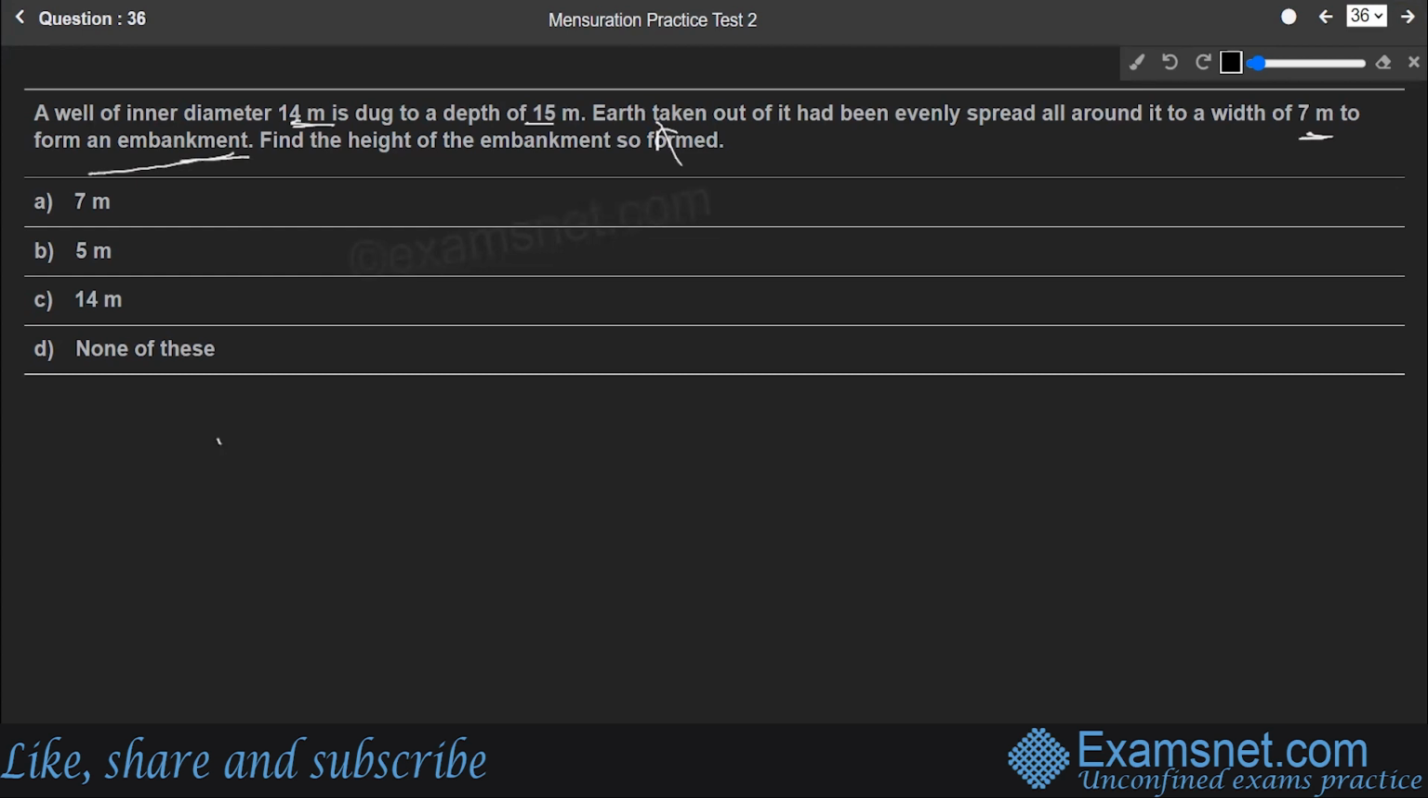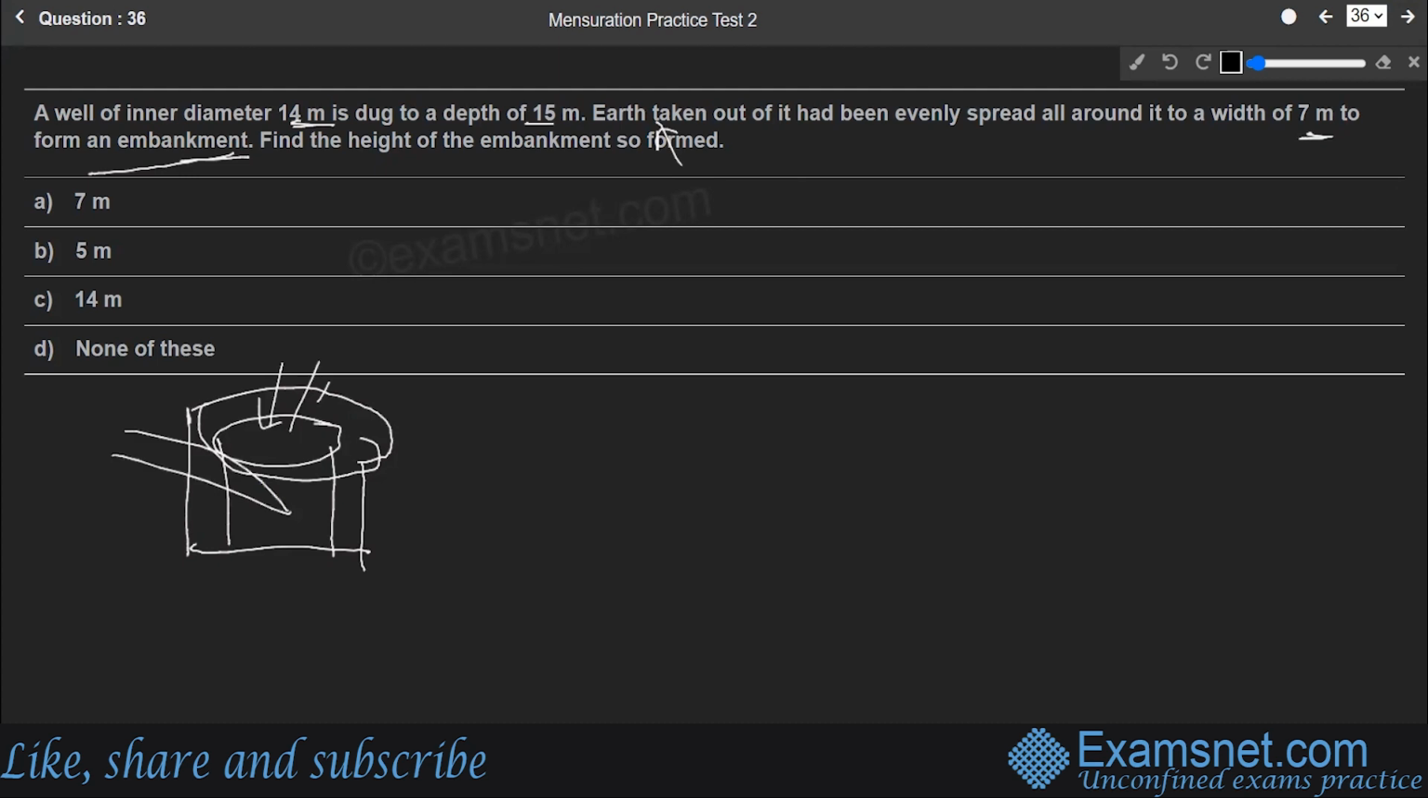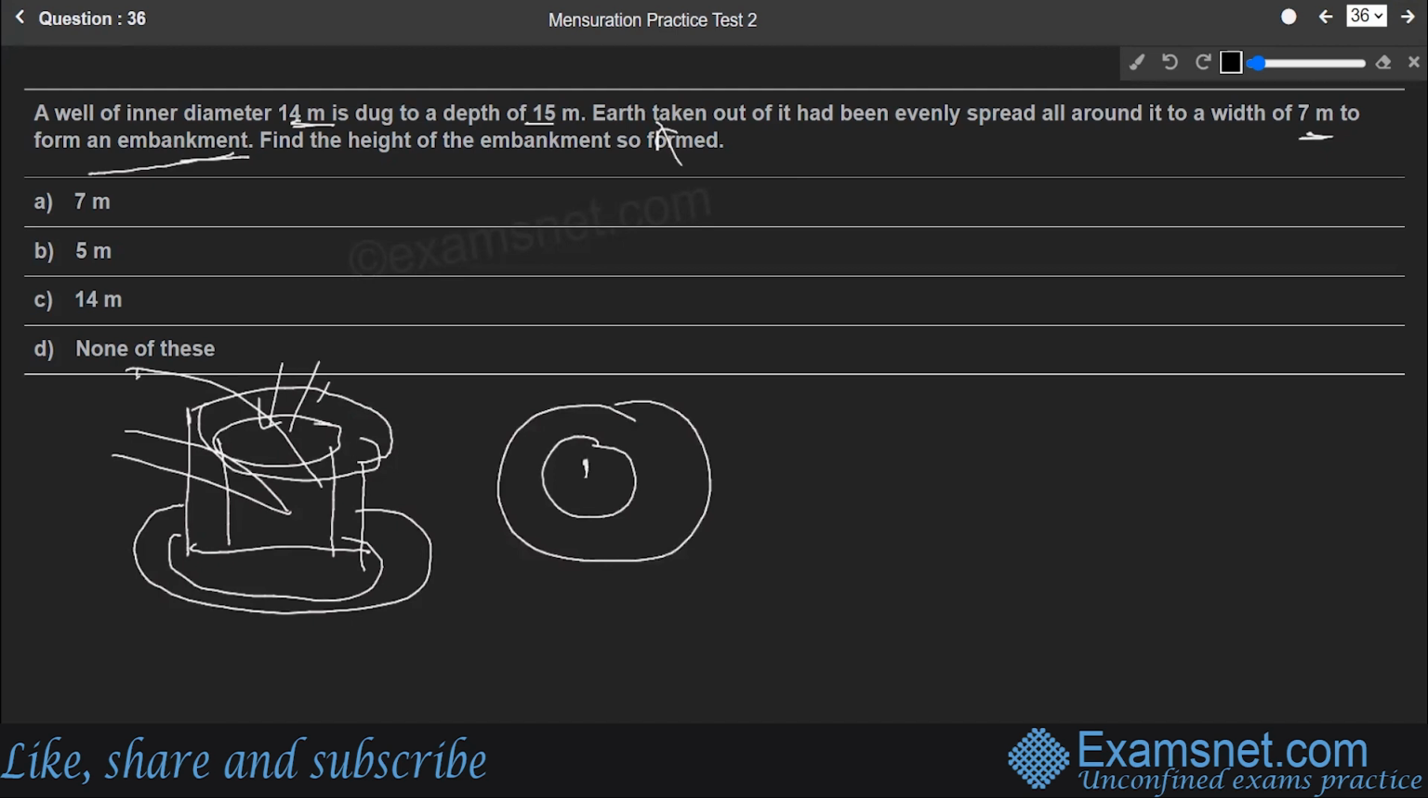So what has happened is, see, there's a well like this, and it has an inner diameter like this. This has the wall. These are the sides of the well. And when it is dug like this, the earth has come out, and this earth has been used to create an embankment around this particular well like this. So basically, the shape of the embankment is actually this, and the well is located very inside. So this is the structure that is to be created of an embankment.